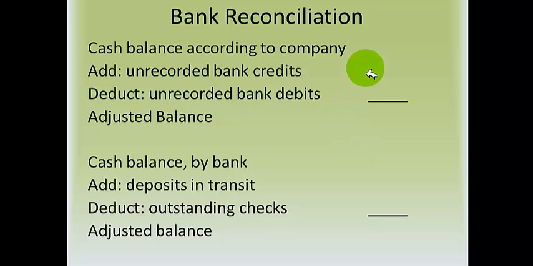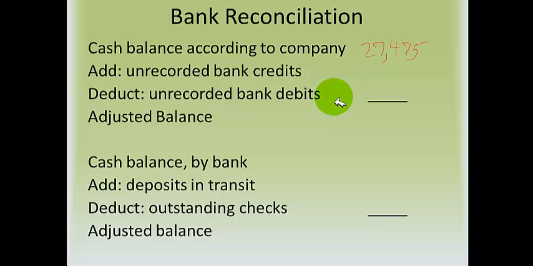So we'll start with the cash balance according to the company. Sometimes you see this referred to as book balance. It is 27,475. And then to that we would add any unrecorded bank credits, which would be things like if they collected a note receivable for us or if they collected an amount of money without us depositing it. We didn't have any of those.